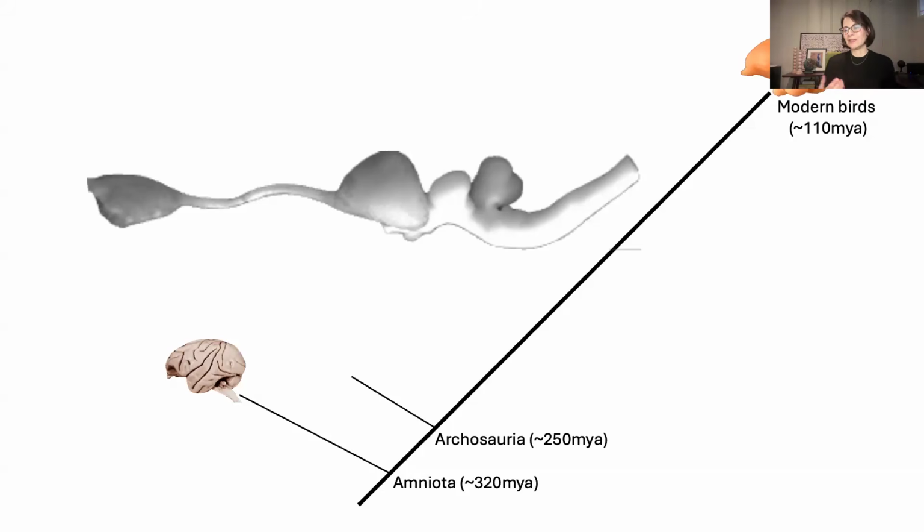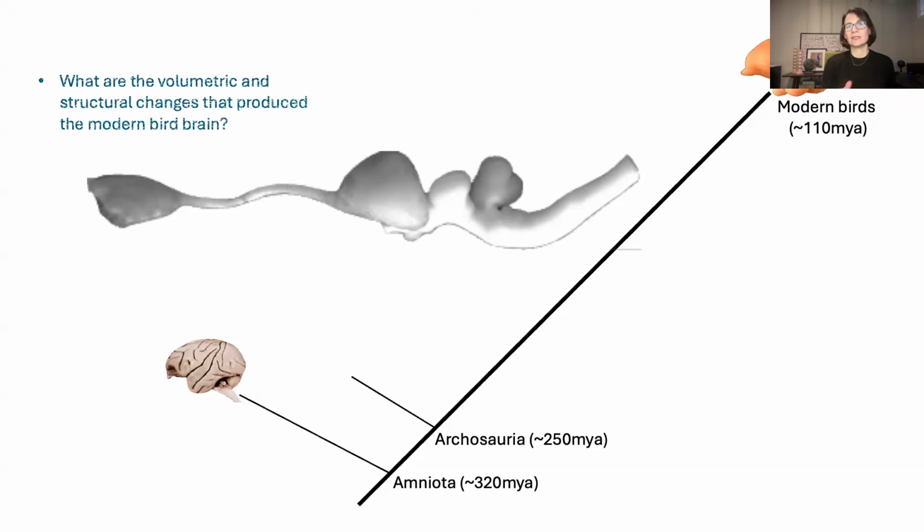So what this tells us is that within this part of the tree, from that split at Archosauria between crocodilians and birds, and then all the way up to the evolution of the modern bird radiation, it's somewhere in this part of the tree that the modern bird brain takes shape. And really, what I'm interested in is what are the volumetric and structural changes that produce the modern bird brain?